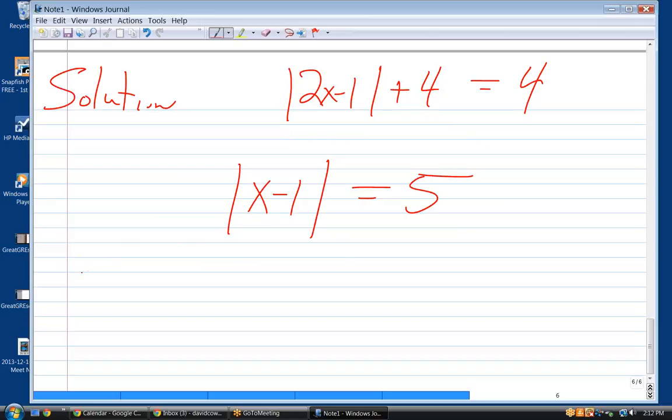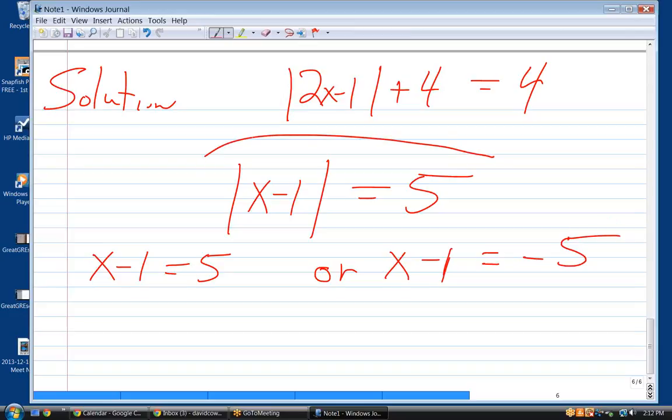Well, the first thing you do is remove the absolute value. Okay. So I would say x minus 1 equals 5. Then I put an or, and I do nothing different with what's inside the absolute value. Never change that. What you change is the sign on this other side. On the other side, okay.